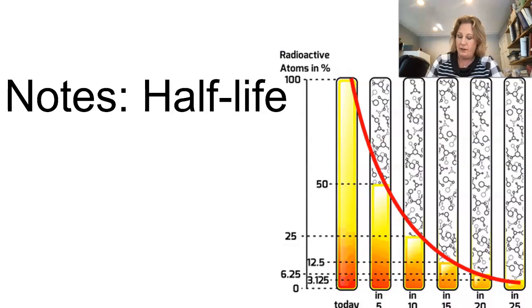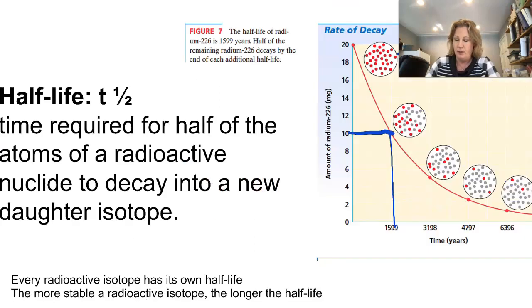So if you look at this graph here, if you start with 100% of the radioactive isotope, once only half of that remains, like here I only have 50% of the original atoms, then that is my half-life. So for this particular graph, the half-life of that isotope would be about 5 years. So it takes about 5 years for half of the sample to decay into a new daughter isotope, and then half of the remaining will still be the original parent isotope.